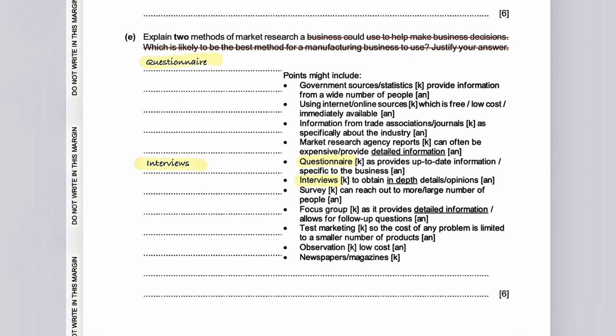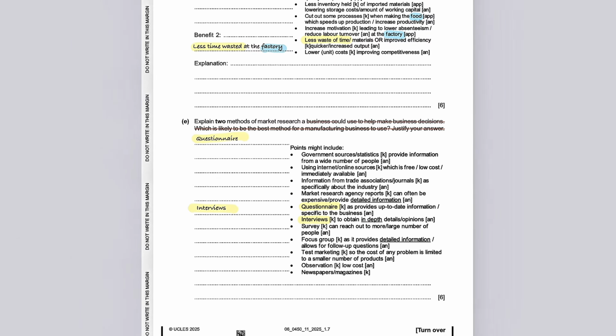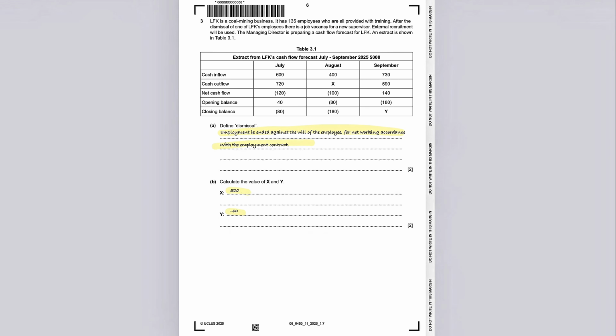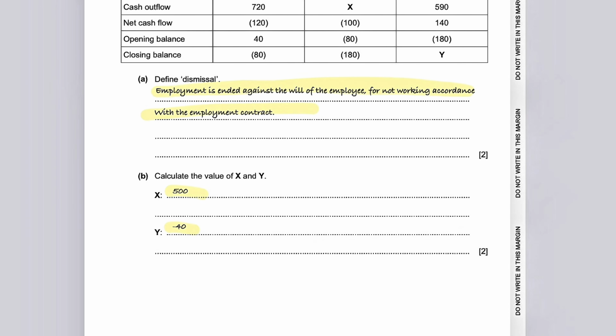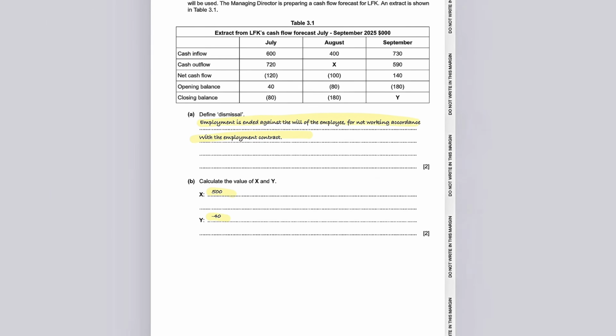You can see here that it wants you to explain 2 methods of market research. And since we only want the knowledge points, let's identify them. And in this case, I've put questionnaire and interviews. Question 3. Again, our first 2 questions, which is our knowledge questions. In this case, a define question and a calculate question.